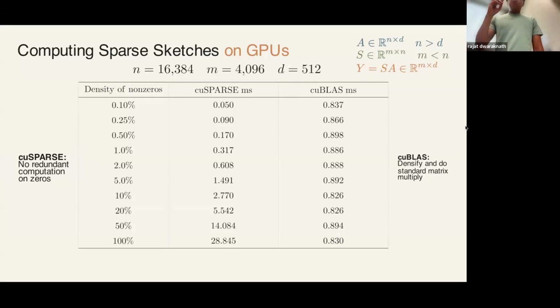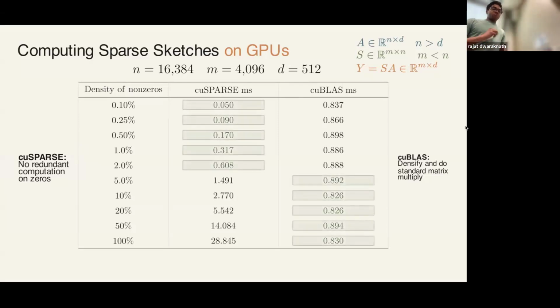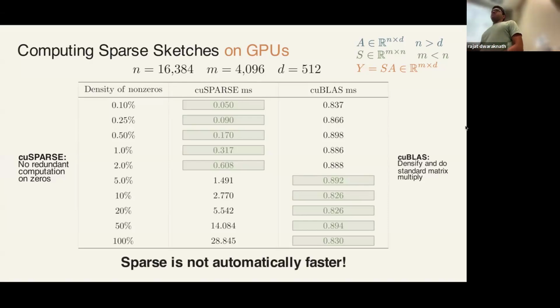But if you look at these times closely, there's a pretty big problem, right? Which is, if your density is more than 5%, cuBLAS is actually faster than cuSparse. Now, to be clear, this column is necessarily just doing fewer flops than this column, right? And this column is very fast compared to this column as the density goes up, right? So what this says is that sparse is not automatically faster.